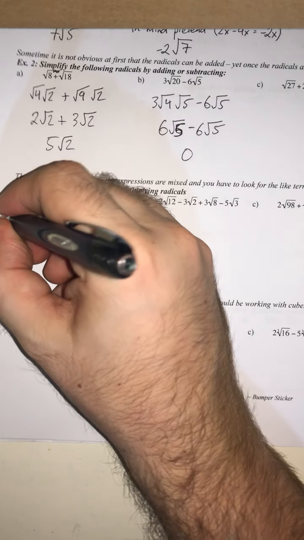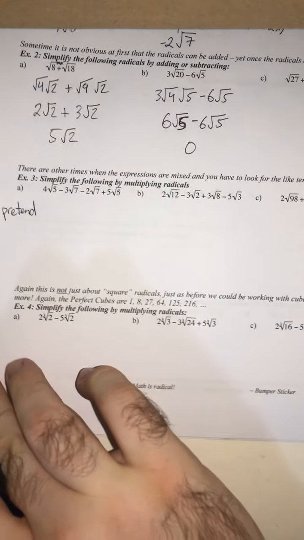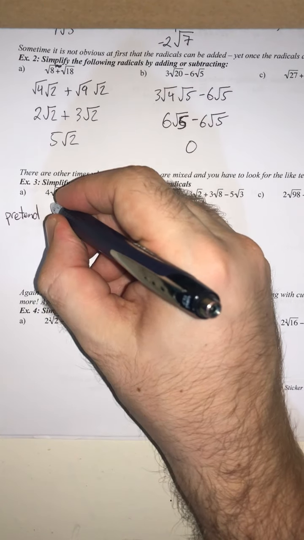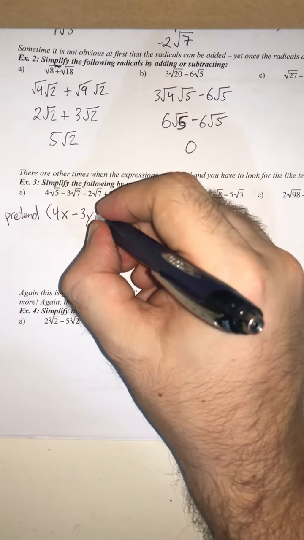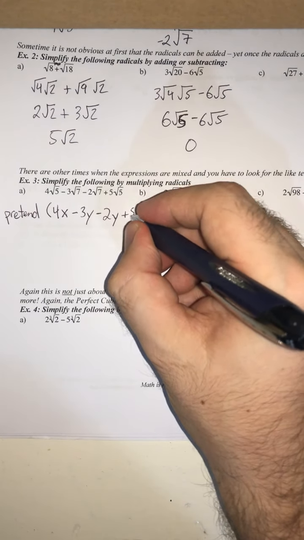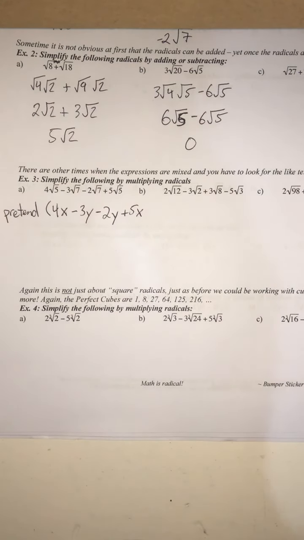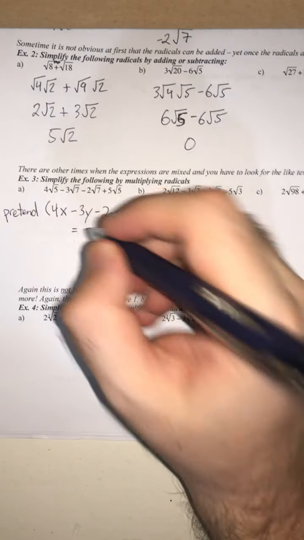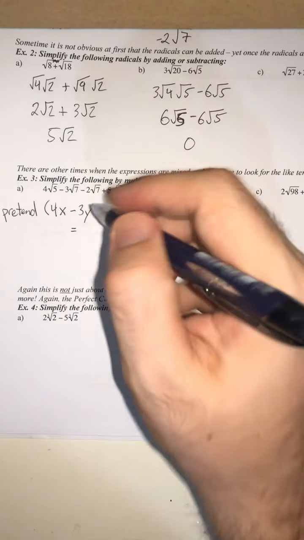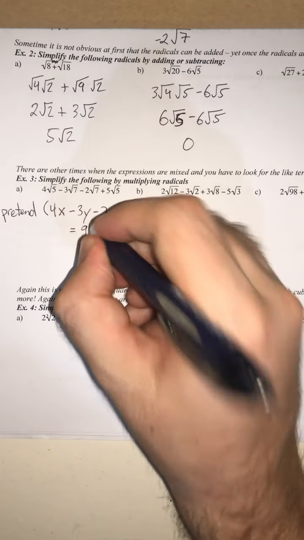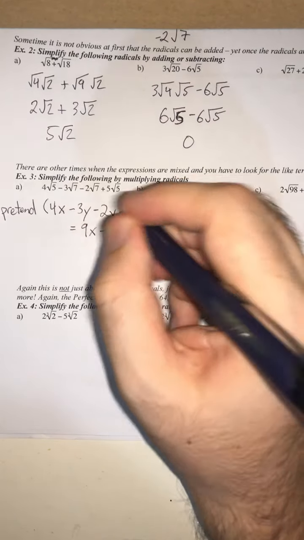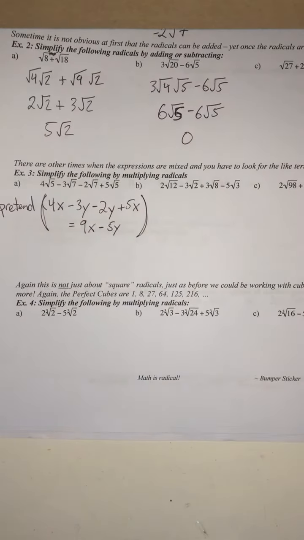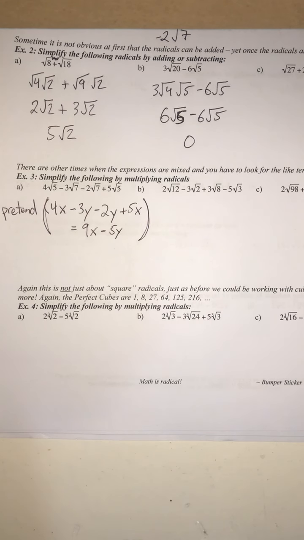Again, you can pretend like each of these roots are a different variable. So you could pretend that we've got 4x minus 3y, because it's a different root, minus 2y plus 5x. This is what you can pretend. So if you pretend this, we can say that this is equal to 4x plus 5x, combining like terms, gives you 9x. Negative 3y minus another 2y gives you minus 5y. So this is what you can pretend. It's just different variables. Instead of variables, we got roots.